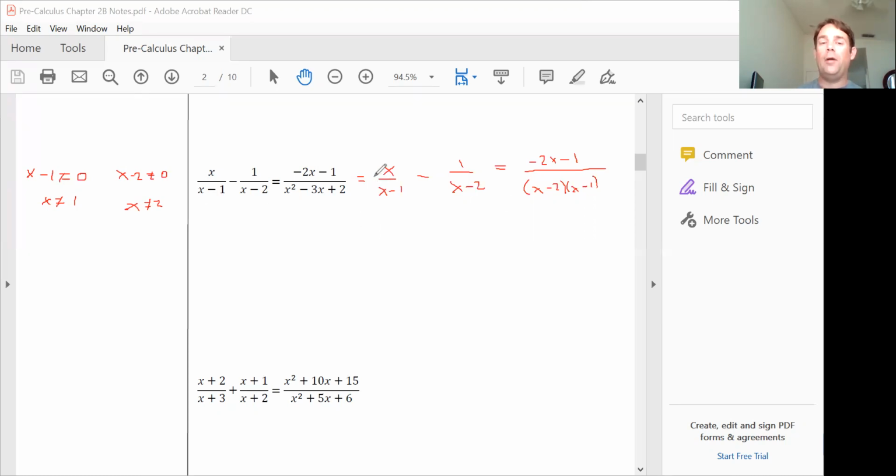So if I'm multiplying by my greatest common denominator, that means I'd be multiplying by x minus 1 and x minus 2. I'm going to multiply every fraction by x minus 1 and x minus 2. Multiply this fraction by x minus 1, x minus 2. And I'm going to multiply this fraction by x minus 1. Every fraction will get multiplied by that common denominator.